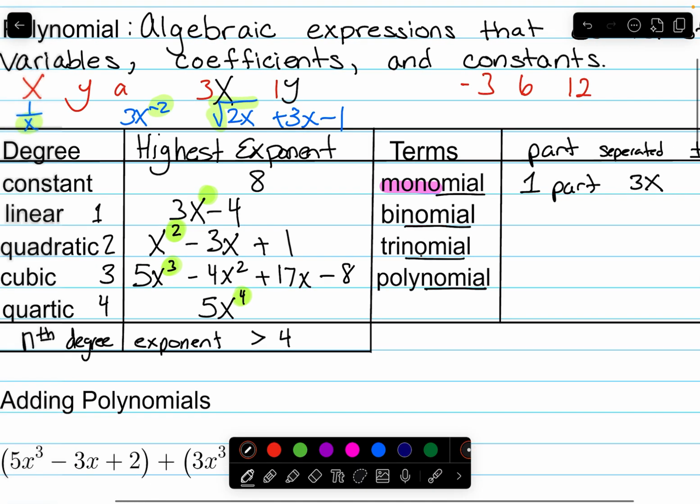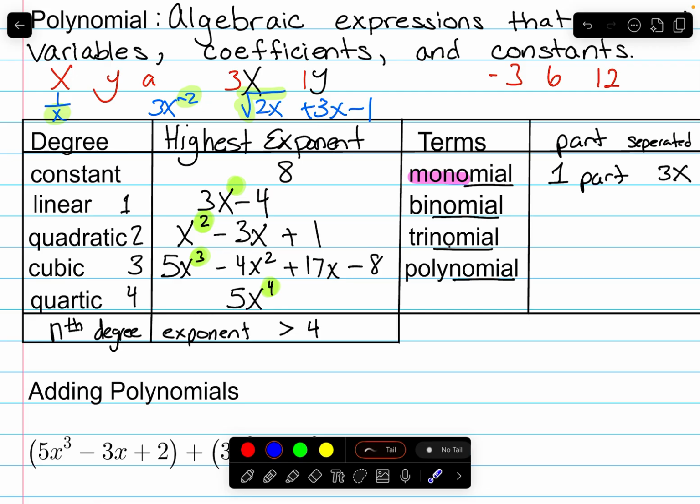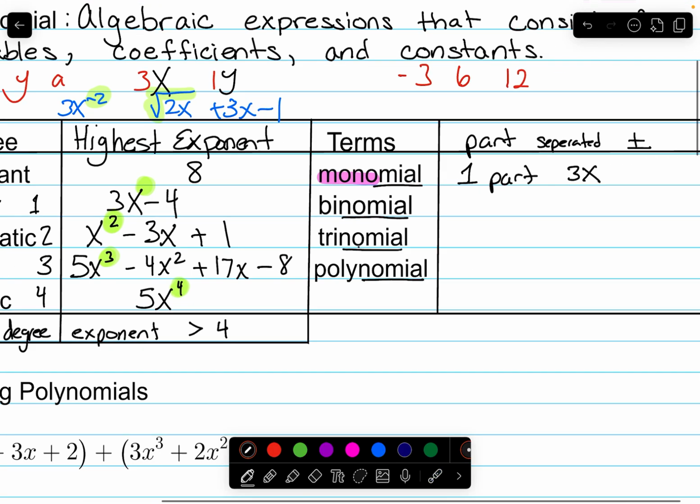Here's an example over here. This quartic one, this 5x to the 4th, is a monomial because it's only one part, one term. So we call this a quartic monomial. Highest degree is 4, and there is one part. Quartic monomial. All right, next example.